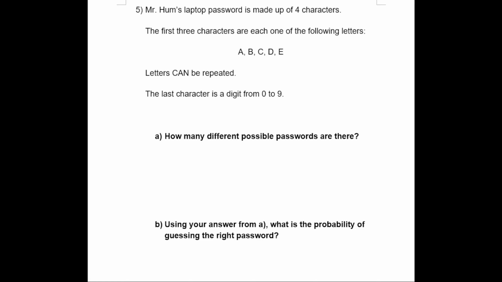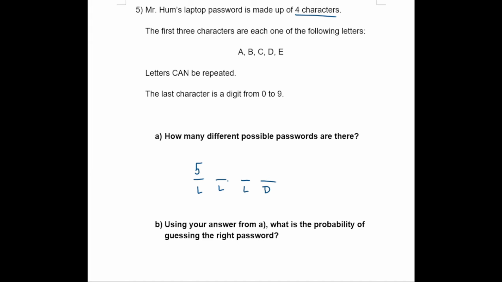So how many different characters do I have? How many spots do I have in my password, basically? And we know there's 4 characters. So there's 1, 2, 3, 4 spots to fill, okay? The first 3 characters are letters, so L, L, L, and the fourth or last character is a digit from 0 to 9, okay? So my first character, how many options do I have to fill this spot? I know it's a letter. It's one of these 5 letters, so I have 5 options, okay?